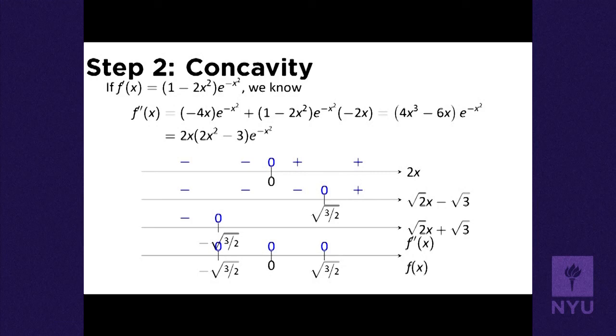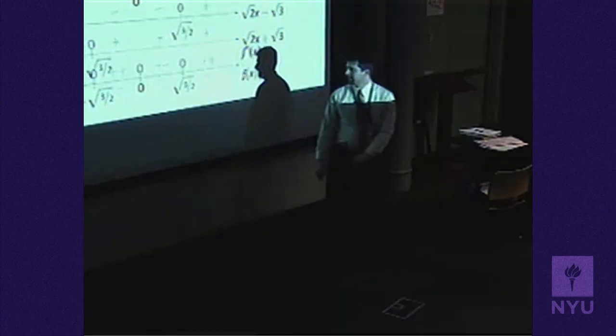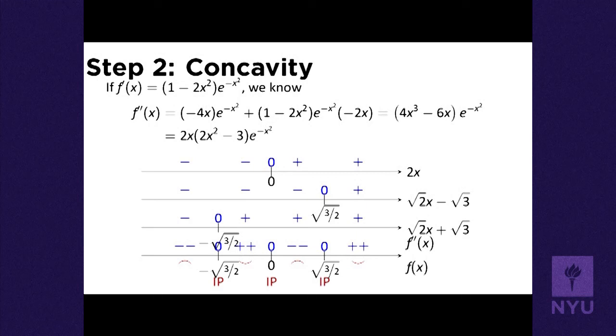The second derivative is negative when x is less than the negative square root of 3 halves, and positive later. So the sign alternates negative, positive, negative, positive. And we have 2 inflection points. Actually, no, we have 3 inflection points. Here, here, and there.